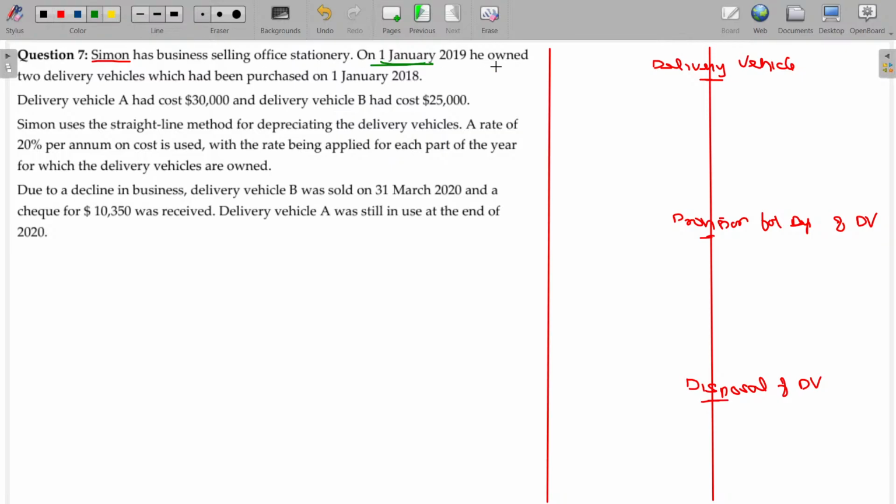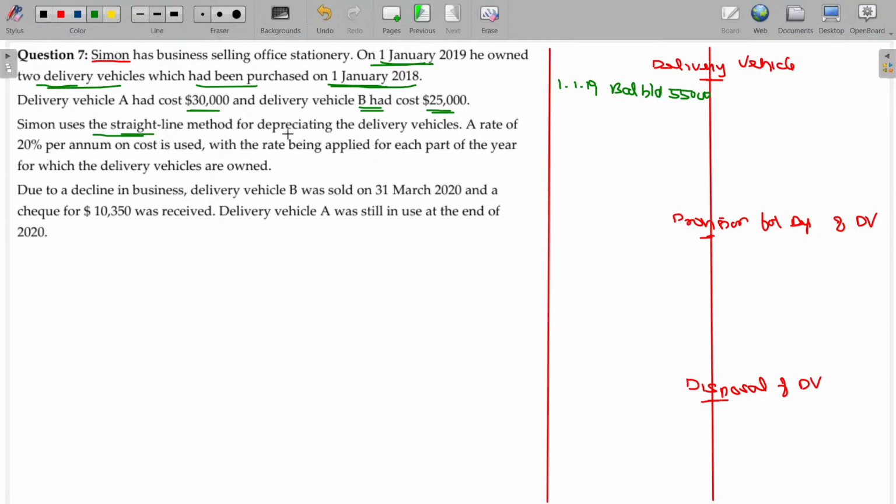On 1st January 2019, he owned 2 delivery vehicles which had been purchased on 1st January 2018. So I'm going to prepare from 2019 onwards. 1st Jan 19, balance brought down. Okay. The delivery vehicle A had cost 30,000, delivery vehicle B had cost 25,000. So total 55,000 in the beginning.